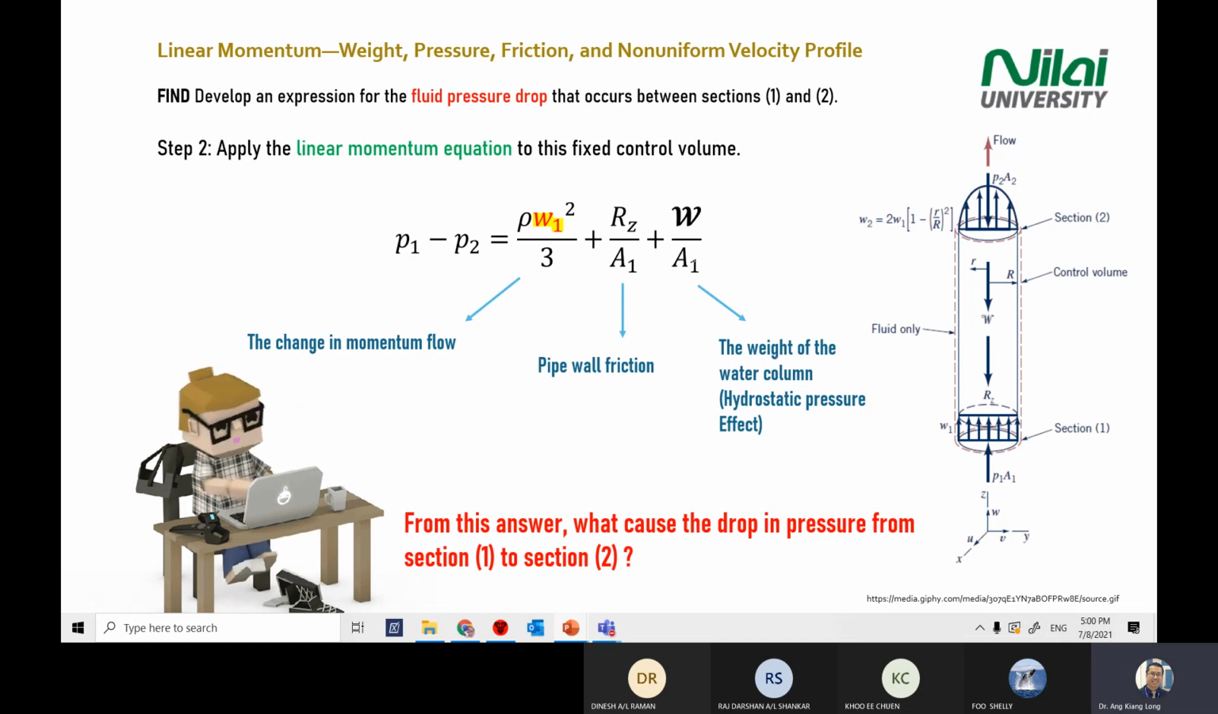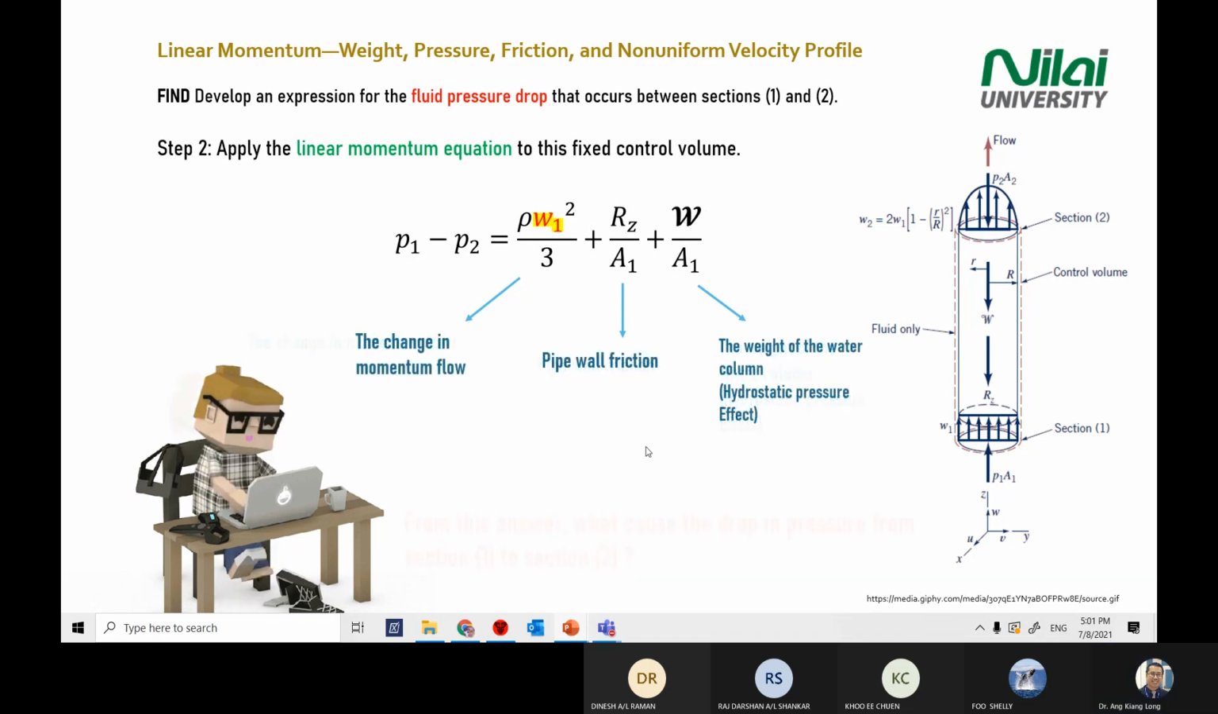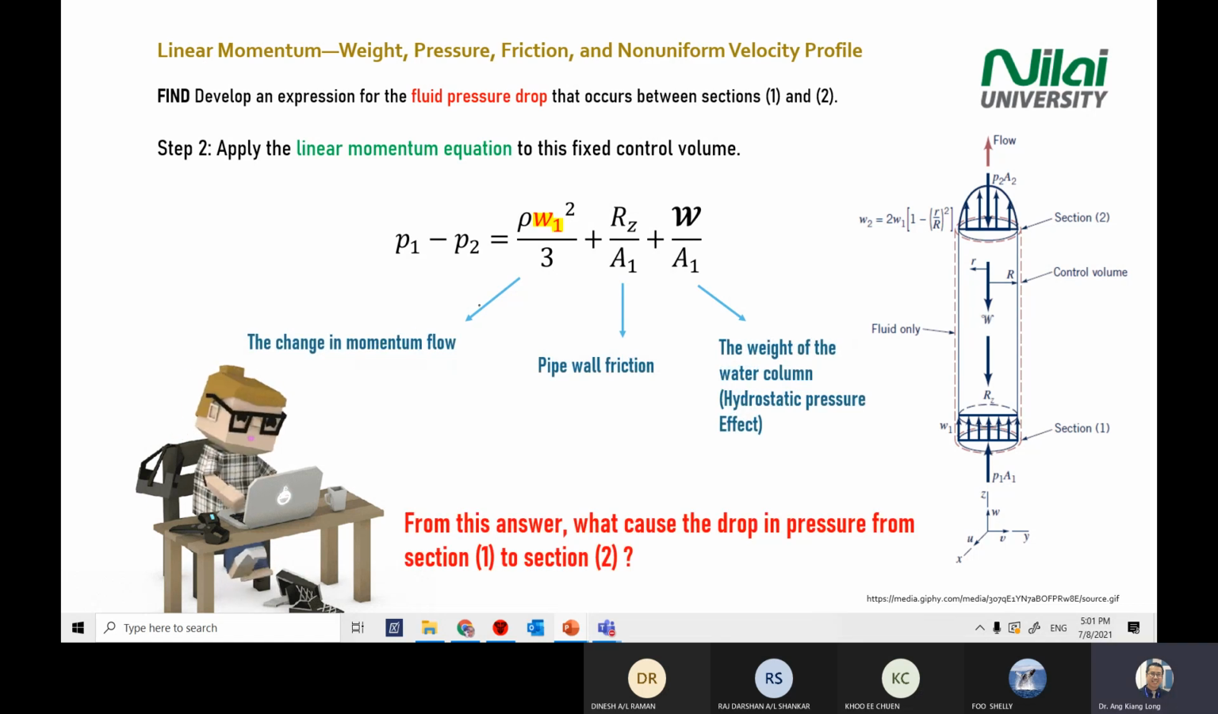So if I change some of the parameters, for example, I increase the area, what happens to all of this? If some of these parameters I keep constant, what happens to one of them? Important, you need to understand what this means. The first one is momentum flow. The second one is the friction. The third one is the water. So this just explains what caused the pressure drop in the pipe. You have three components to solve: momentum, wall friction, and the weight of the water.